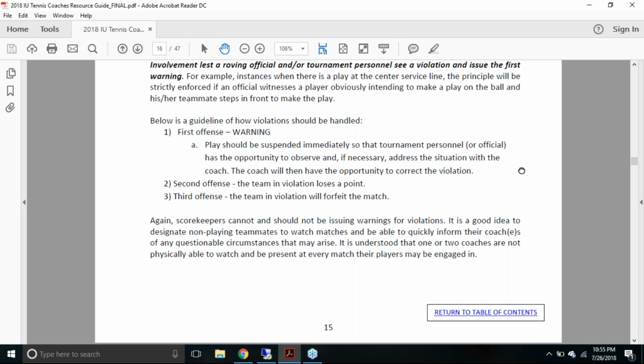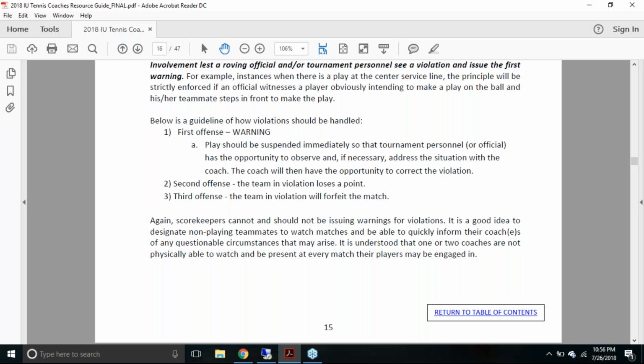The second offense in the same match, the team in violation will lose a point. The third offense, the team in violation will forfeit the match. And as I said, scorekeepers are not referees and therefore will not be issuing warnings. They will not be issuing violations of any sort.